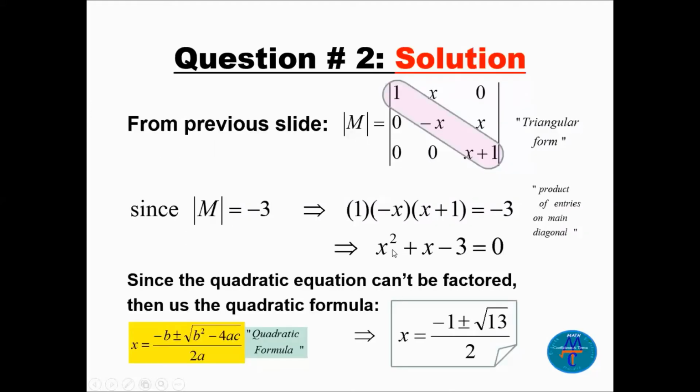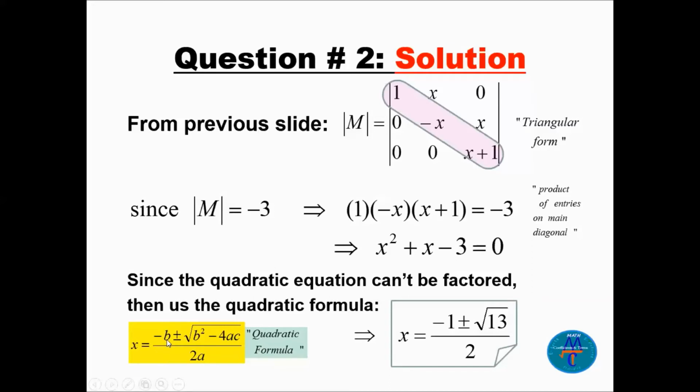You will get this equation, x squared plus x minus 3. We call this a quadratic equation, and this quadratic cannot be factored. So I have to use something from algebra called the quadratic formula. I think you know that. Some of you might remember it.